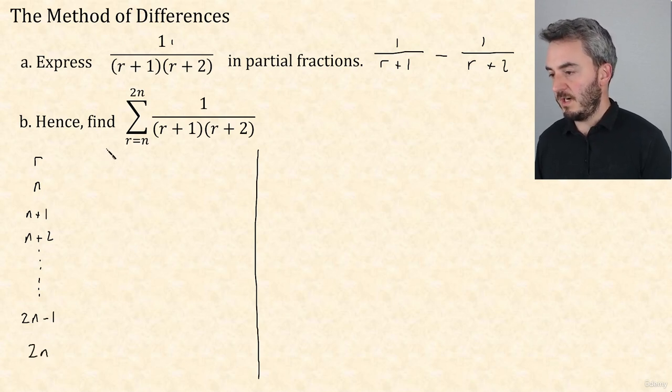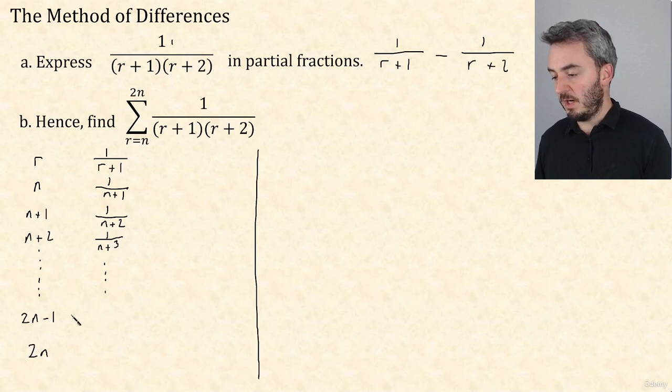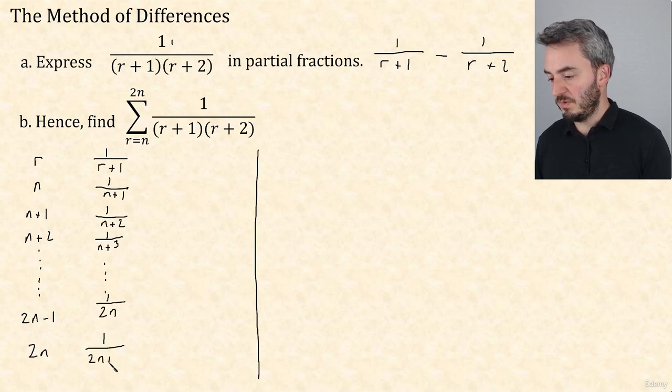And so my fractions look like this. 1 over r plus 1 looks like 1 over n plus 1, then 1 over n plus 2, then 1 over n plus 3, all the way up to, well, if that's the r, then that plus 1 is just 1 over 2n, and the last one is 1 over 2n plus 1.